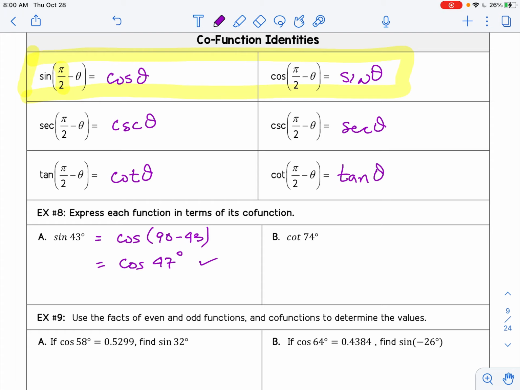What happens if I had the cotangent of 74? This one's kind of interesting because there is no cotangent button. There is a tangent button. So that is equal to the tangent of 90 minus 74. If I wanted a quicker way to get cotangent of that, instead of finding tangent and flipping it, I could just put in my calculator tangent of 16 degrees. So kind of interesting maybe.